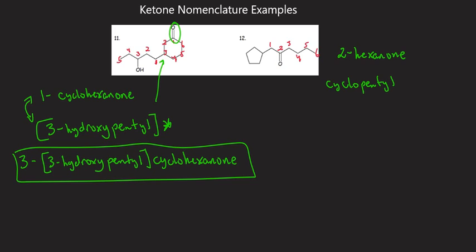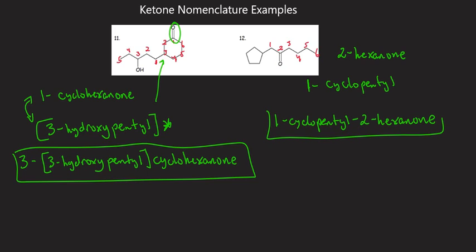Okay, now if we put all this together, we should say it's 1-cyclopentyl. We do have to say where that is. Again, since this is on the first carbon, it can be implied that it is off the first carbon, so you have the option of writing the 1 or not. This time we'll do that, and we'll say 1-cyclopentyl, 2-hexanone is our final answer. Right, hope that helped.